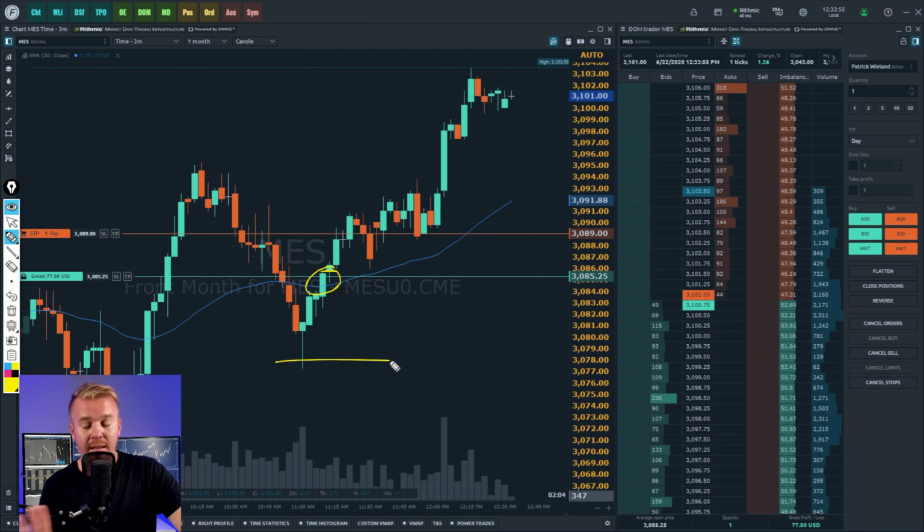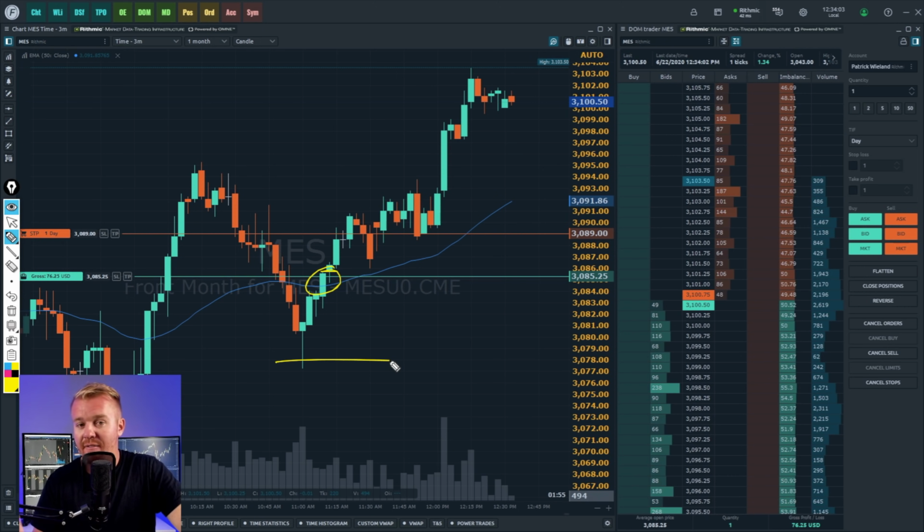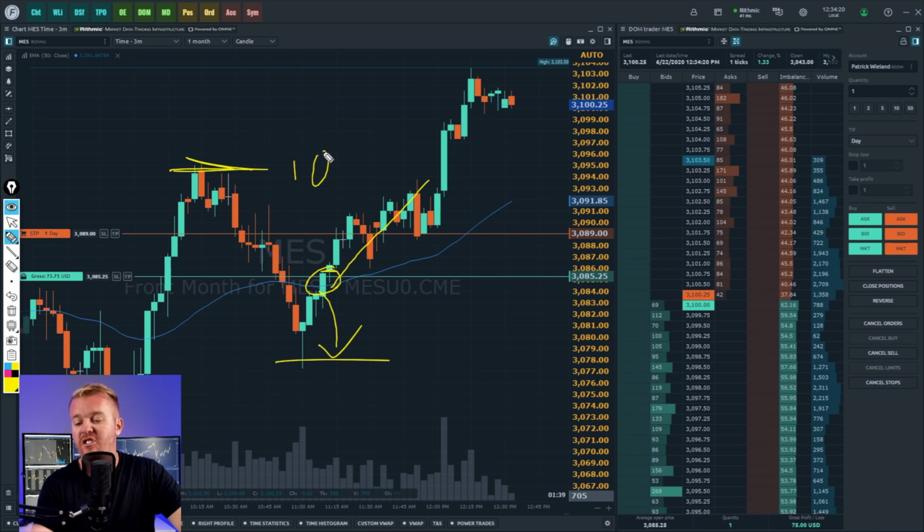Now, that might seem like a big stop, right? That's a big stop in theory. From the 85s to the 77, it's a pretty big stop. We're looking at a 7-handle stop on this. But my profit target is above this high here at the 94s. So I'm looking at 10 handles just to the high.